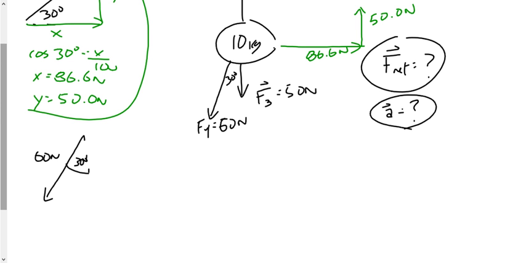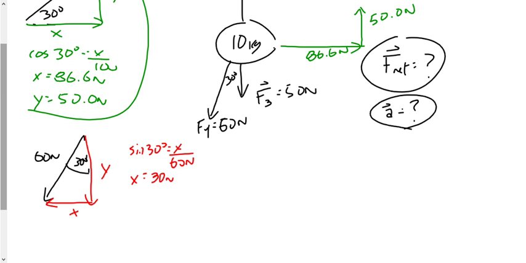My angle is usually measured from the x-axis, not from the y-axis. This would be the y component. This would be the x component. Which side of the triangle is the x component this time? Opposite, adjacent, or hypotenuse? The x component is opposite this time. So we're going to say sine 30 degrees is equal to x over 60 newtons. So x is going to be equal to 30 newtons.